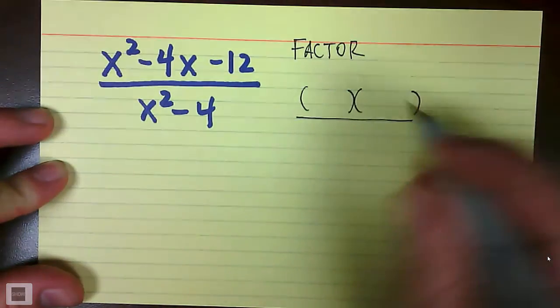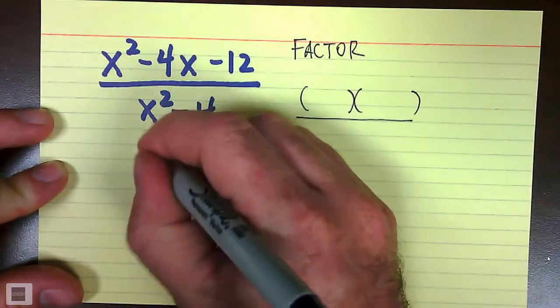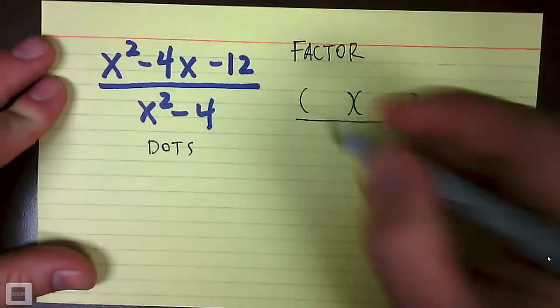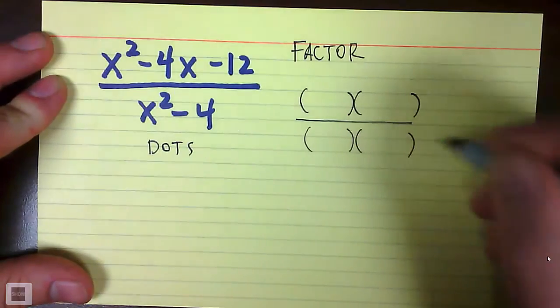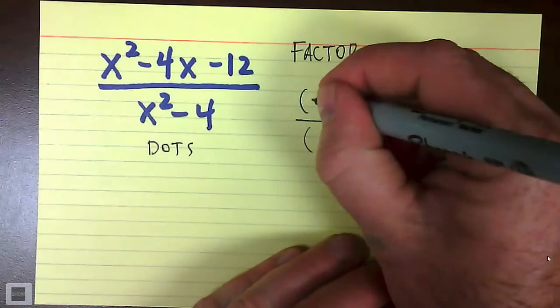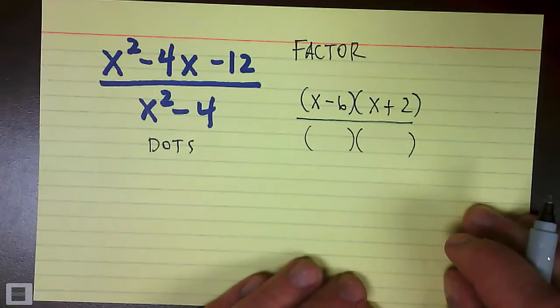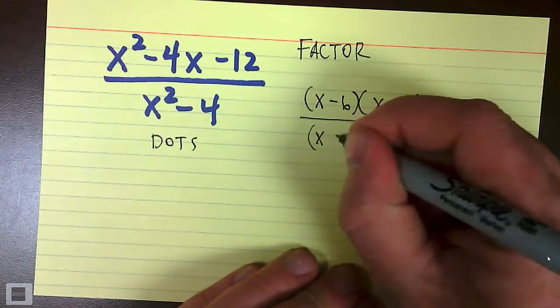And the bottom looks like to me it would be dots. And you've seen this example, I don't know how many times you've seen it, but you've seen it a bunch. So we know that's also going to factor into 2 parentheses. So the top would factor into something like this, x minus 6, x plus 2. Awesome, it works out nice. And the bottom is a difference of 2 squares.